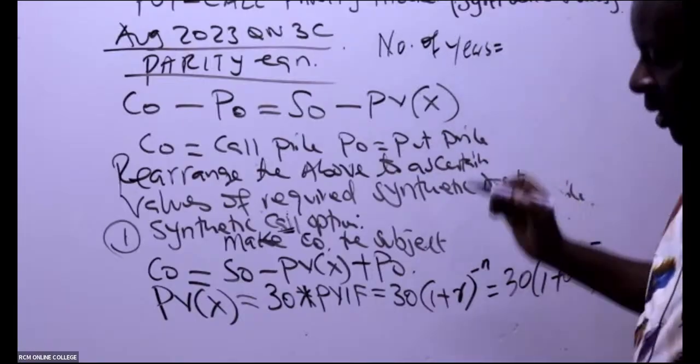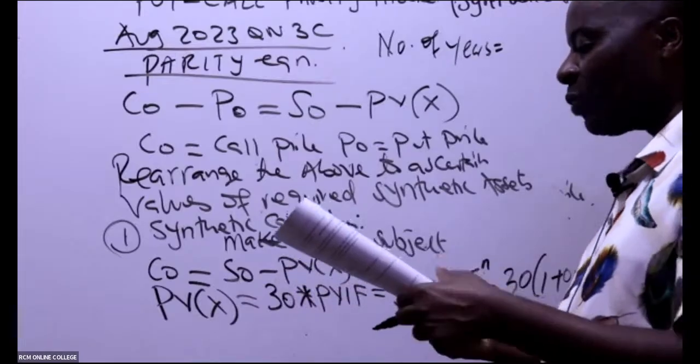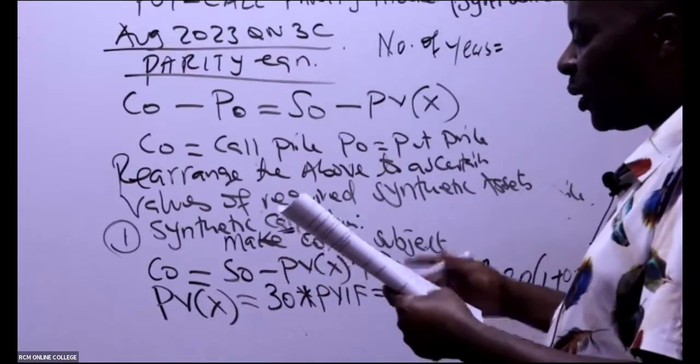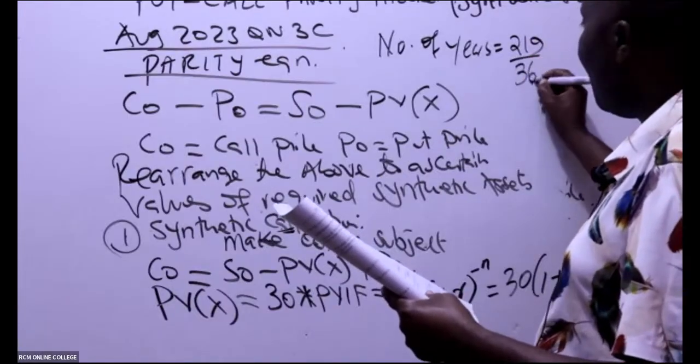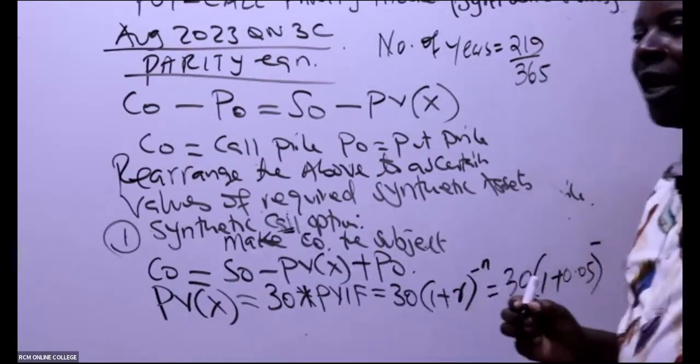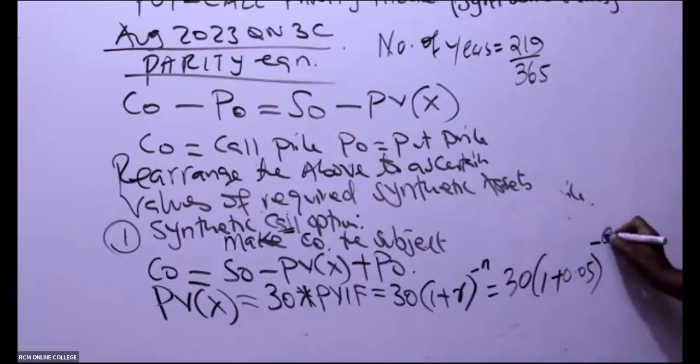I can see the number of days to expiration. Number of days to option expiration is 219, divided by how many days in a year? Divided by 365 days in a year. So is there somebody who can give us this? Yeah, so then raised to 0.6.